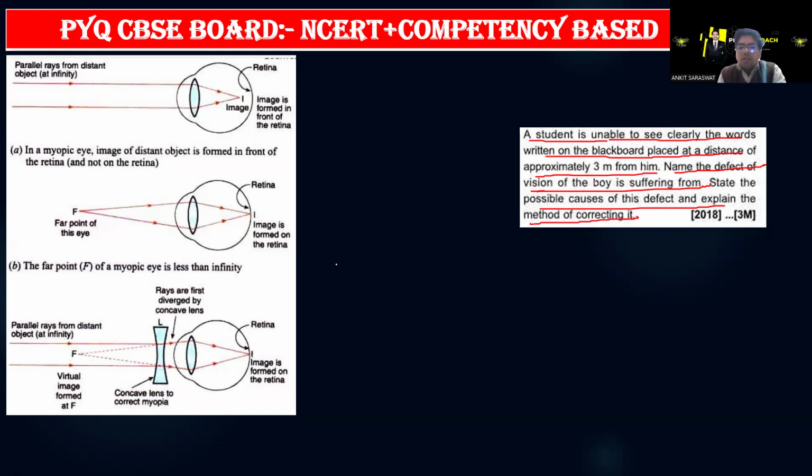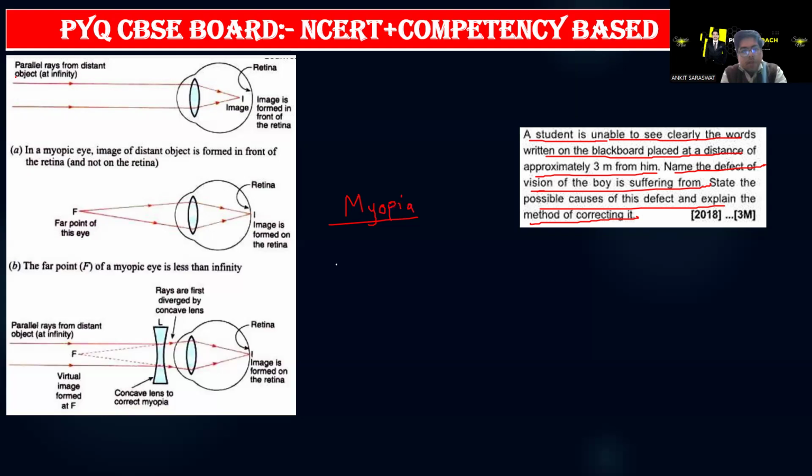So, you can check that he is not able to see the blackboard which is 3 meters from him. It means that he is not able to see far objects, because 3 meters is not a small distance. So the fact is he can see nearby objects clearly, but he is not able to see far objects. So the defect is myopia. So defect name is myopia. I think you all are familiar with this defect.